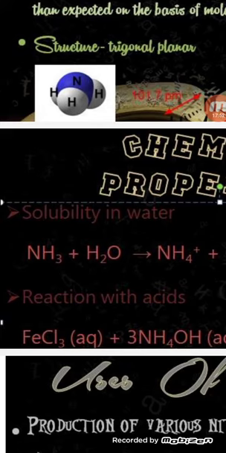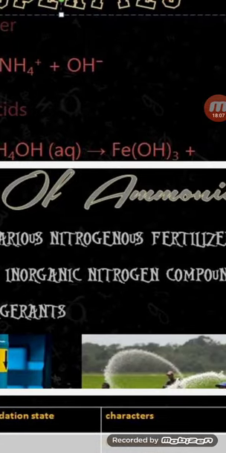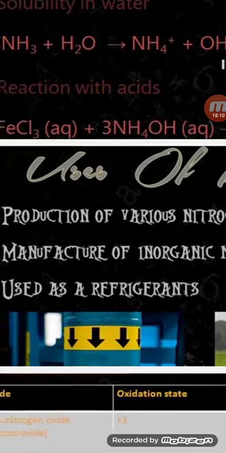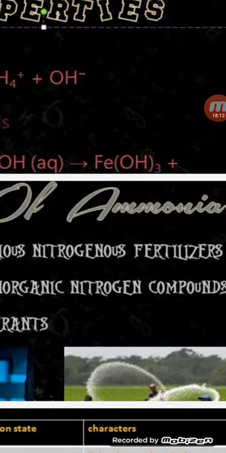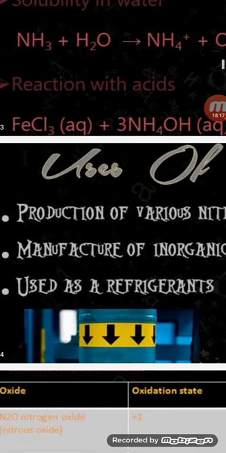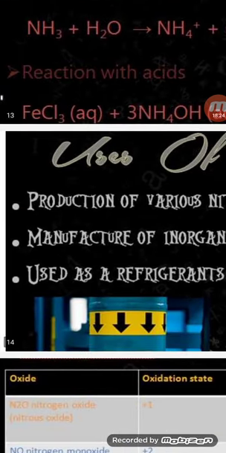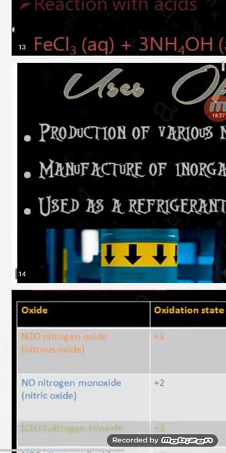Like zinc hydroxide or aluminum hydroxide has a gelatinous white precipitate, whereas Fe(OH)3 has a brown precipitate. Ammonia is used as a raw material for producing various nitrogenous fertilizers in industries. It is also used in the medicine industry and as a refrigerant too.